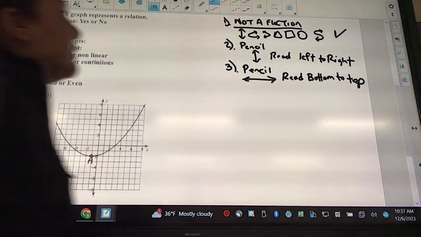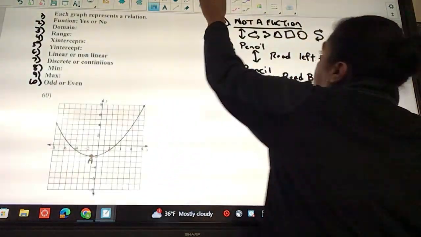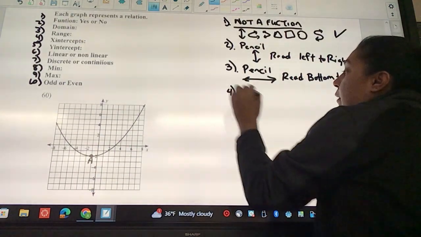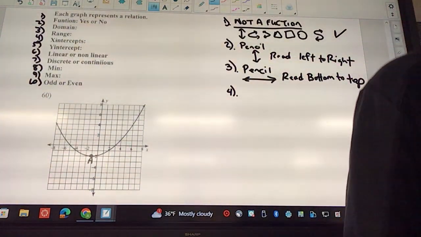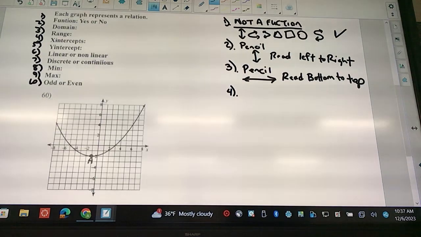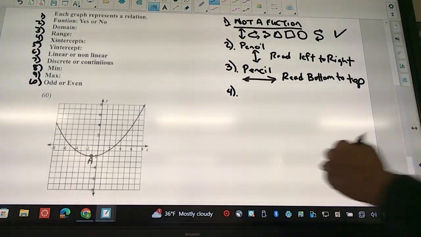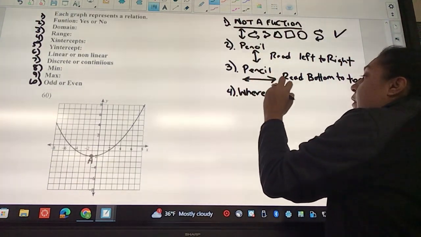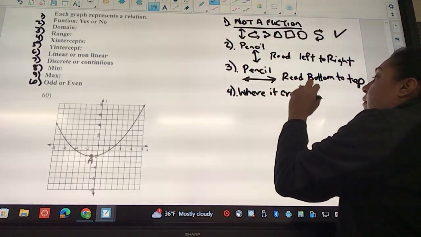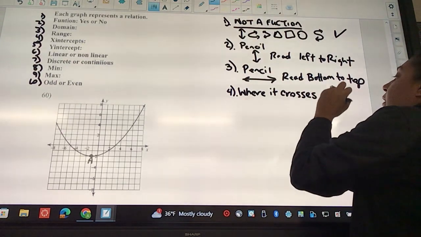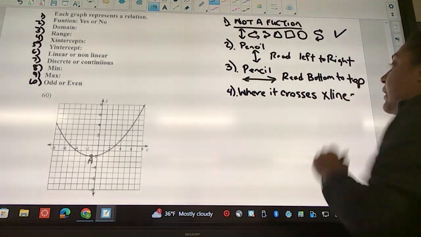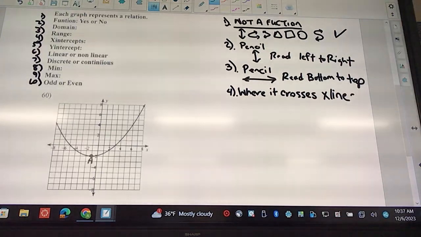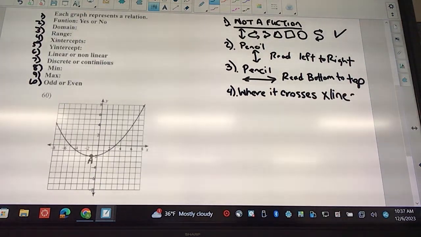Okay, an x-intercept. How would you describe an x-intercept? Where it crosses the x-line. So where it crosses the x-line, and you can have more than one. So get them all.